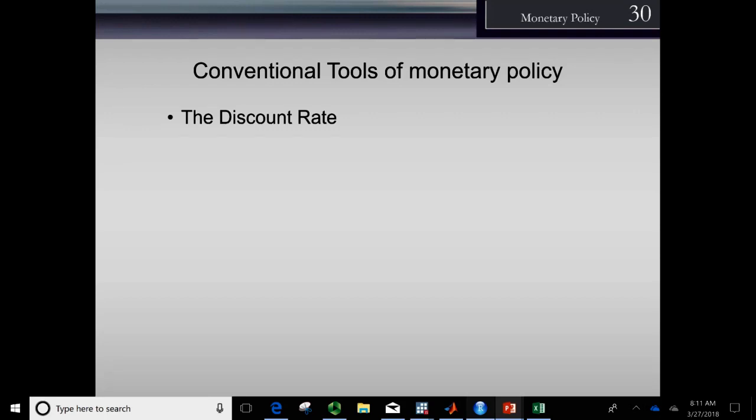So remember that the goal of monetary policy is to either expand the money supply if we want to shift the aggregate demand curve to the right, or contract the money supply, raise interest rates, and shift the aggregate demand curve to the left if the economy is overheated or we are worried about inflation. If you need a review of those topics, go back and look at the video lecture on aggregate demand, aggregate supply, and monetary policy.